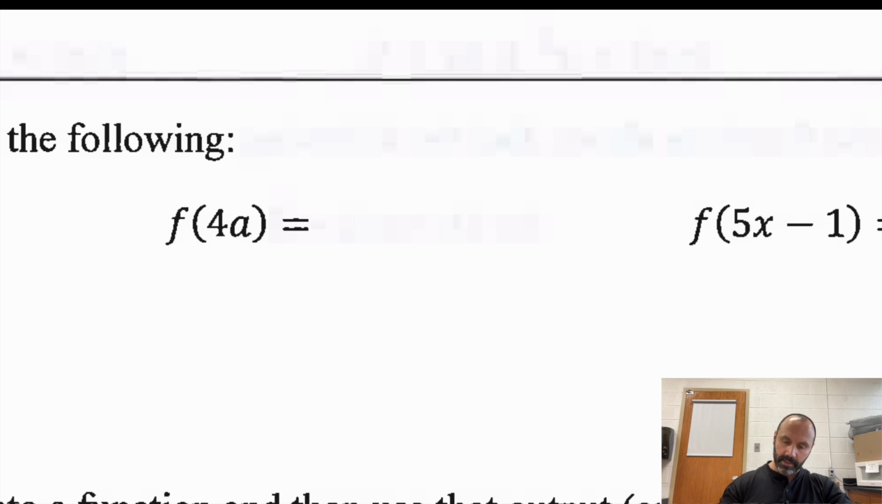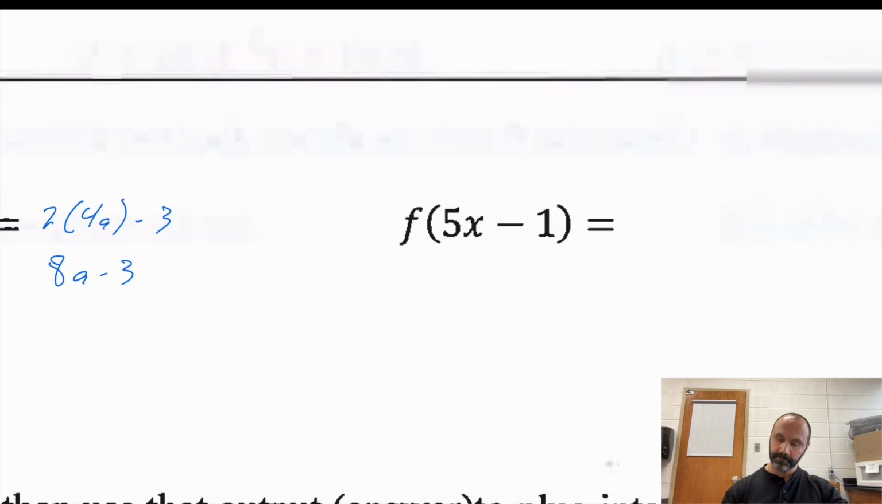f of 4a, so we do 2 times 4a minus 3, so this is 8a minus 3. And again, that's it. You can't simplify any more. So if you give an input of 4a, the output is 8a minus 3.